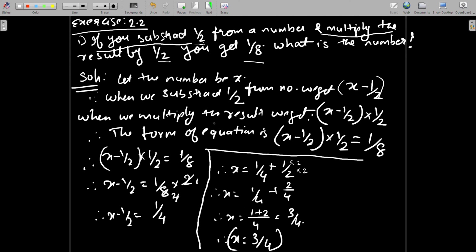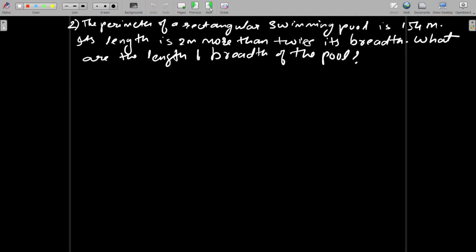Now moving to the second example of the exercise. The second question is, the perimeter of a rectangular swimming pool is 154 meter. Its length is 2 meter more than twice its breadth. What are the length and breadth of the pool? Now see what we are saying. This is your rectangular pool. What is the property of a rectangle? Opposite sides are equal.